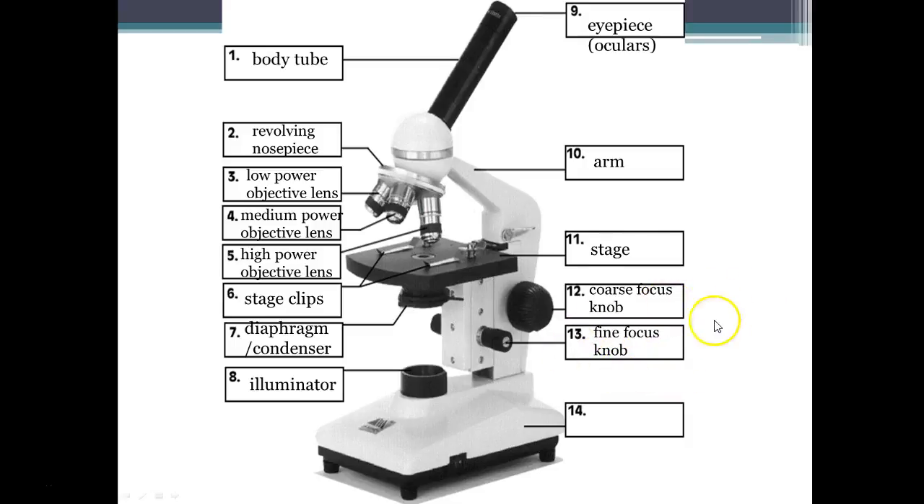If you have trouble getting something in focus on high power using the fine focus, and you've been trying for several minutes and can't get it to focus, then the best thing to do is always go back to medium power, and then you can use the coarse focus, or even low power, and then go back up until you finally get to the high-powered lens. Finally, this is the base, and as I said earlier, if you're ever moving the microscope, you want to have one hand on the arm, one hand underneath the base.